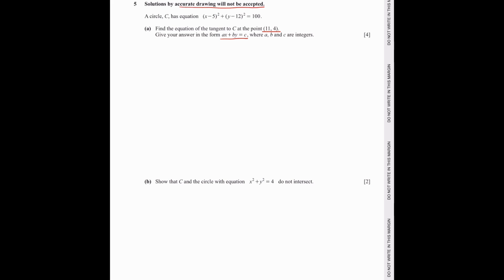So the center of the circle is 5 and 12 and the radius is 10. You have to find the equation of the tangent to C at the point 11 4. Just make a sketch of the diagram to better understand. So here the center is 5 and 12 and the point is at 11 and 4. So this is the radius.